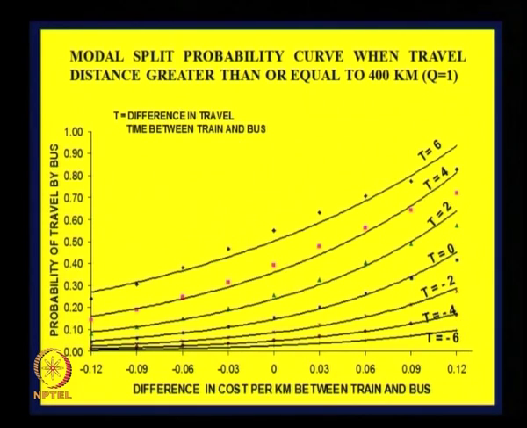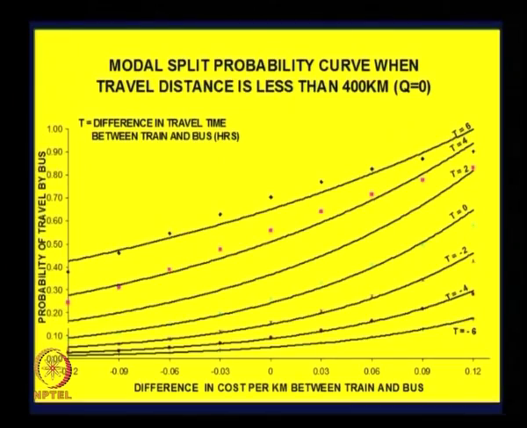This is what the system managers look for. If I do this, what will be the scenario, what will happen to my operating system, whether I will be losing, if I lose, to what extent. So this is how we can present the modeling results, so that it is really a useful tool for the decision making process. A similar presentation can be made for a case where q is equal to 0, when travel distance between city pairs is less than 400 kilometers. So with this we will conclude our discussion for today.